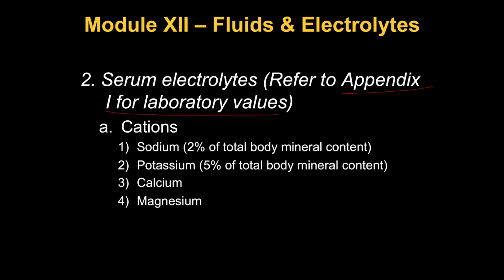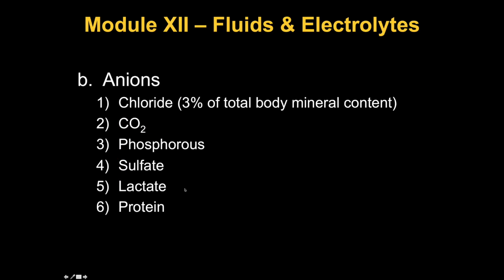But the cations, which are positively charged ions, are going to be sodium, potassium, calcium, and magnesium. These are the major ones that we find in blood. The big ones here are sodium and potassium as far as fluid balance is concerned, but calcium and magnesium also play a smaller role. Anions. Anions are negatively charged ions. So these would be chloride and carbon dioxide, phosphorus, sulfate, lactate, and protein. All contribute as ions to fluid balance. Again, these are to a lesser extent involved in fluid balance than the cations.